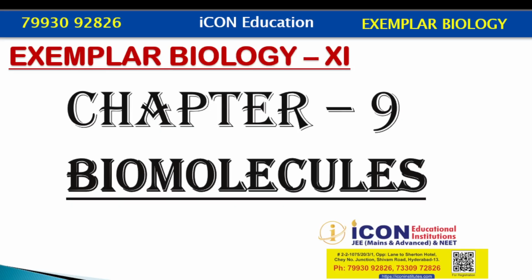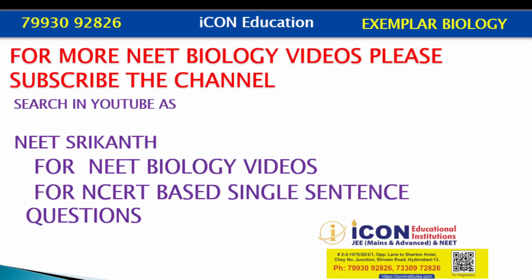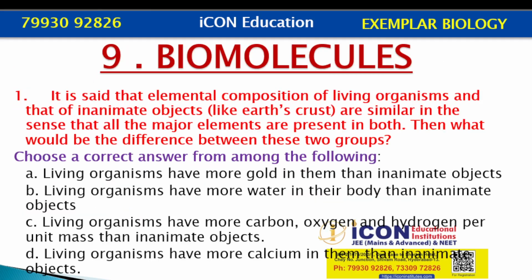Today we are going to practice Chapter 9 Biomolecules Exemplar Questions. Question number 1. It is said that elemental composition of living organisms and that of inanimate objects like earth crust are similar in the sense that all the major elements are present in both. Then what could be the difference between these two groups?